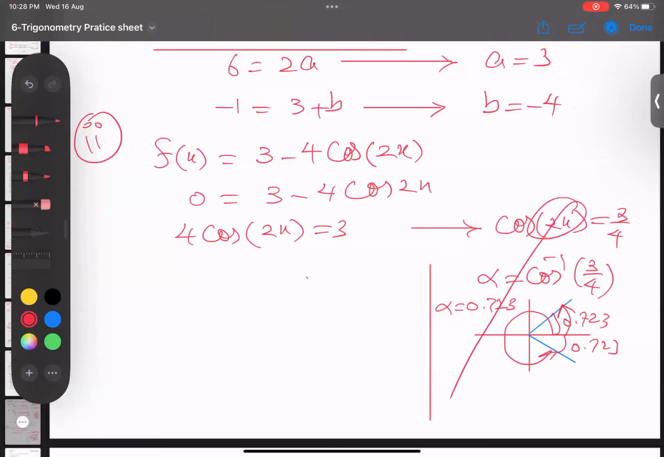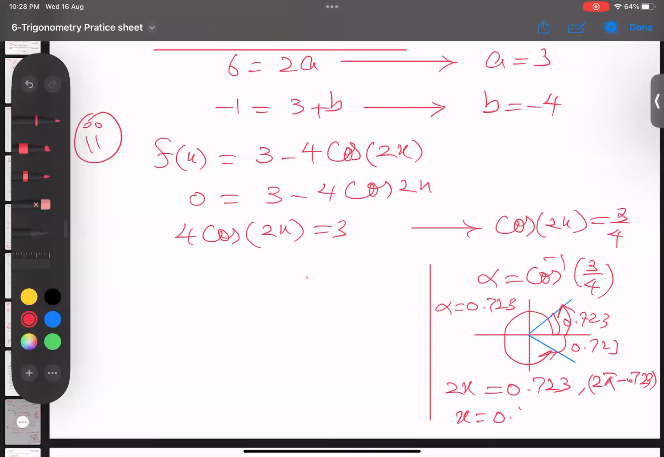So let me check. So first of all, bring back this 2x here. So 2x is equal to 0.723. It's the first answer. And second is 2 pi minus that. So I'm writing it now, 2 pi minus 0.723. Space issue, I'm writing direct answers. And wait a minute, students.